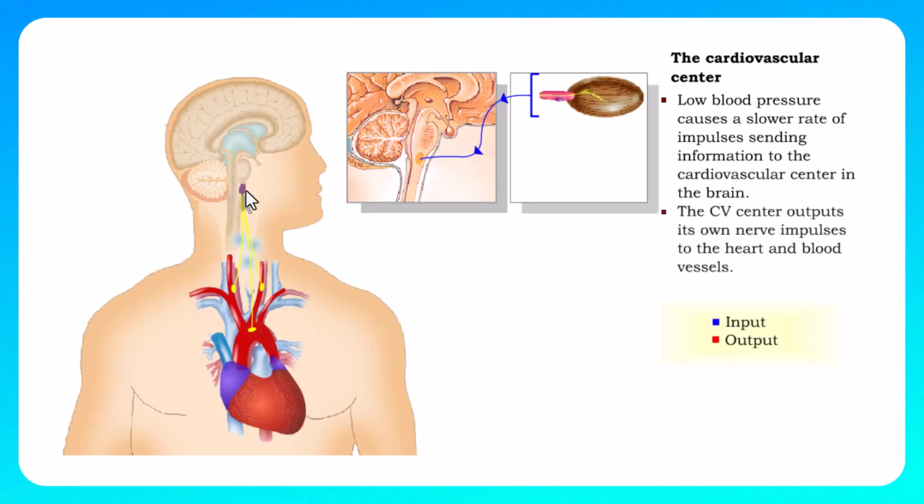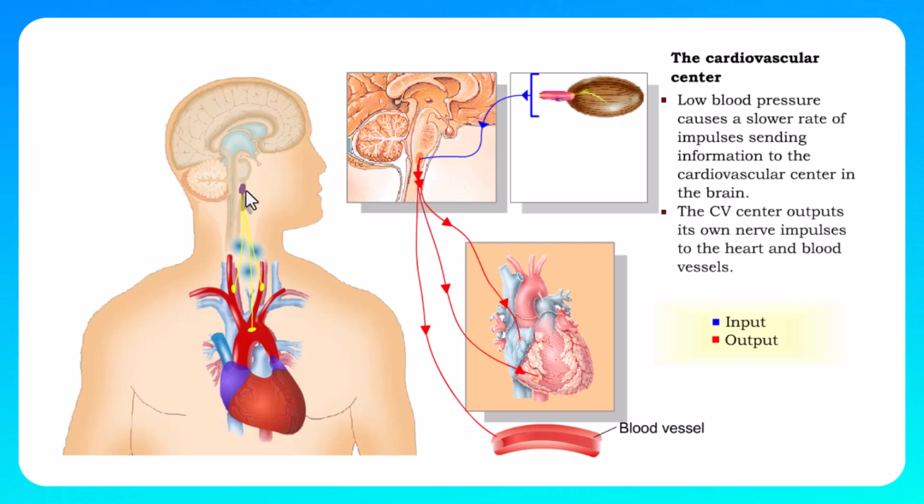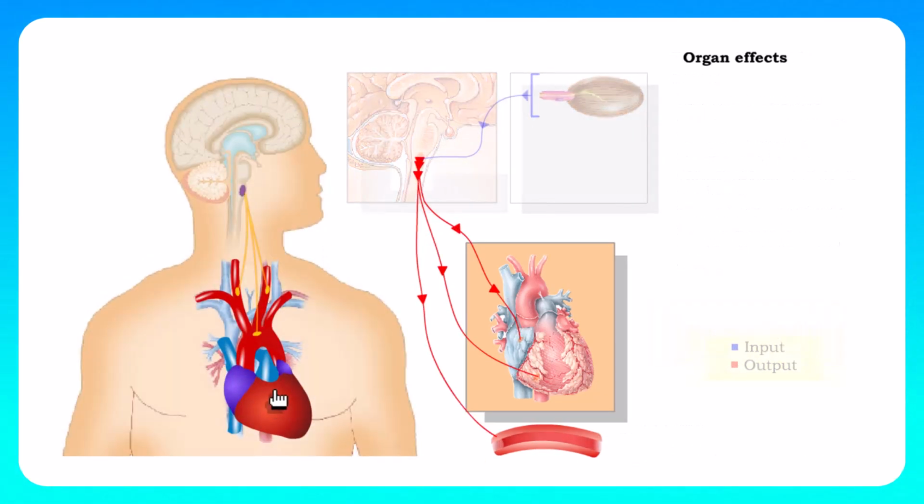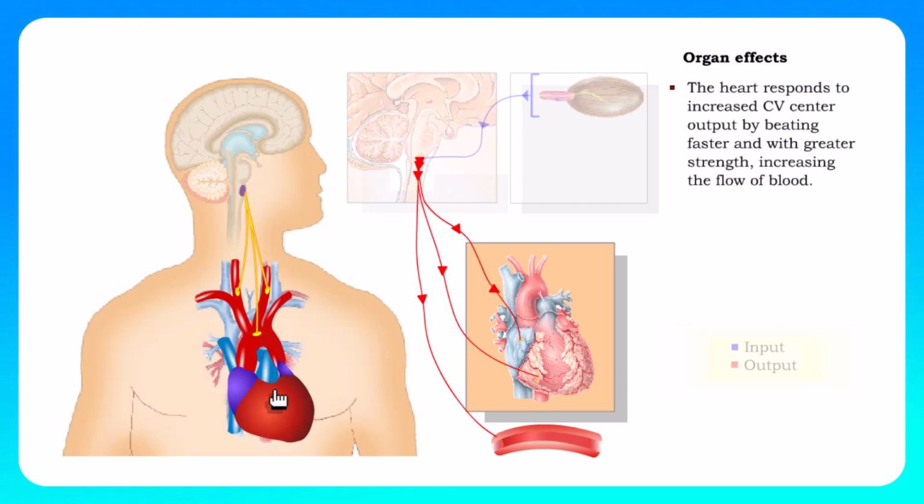In the brain, when blood pressure drops, the slower rate of impulses from the baroreceptor conveys this disruption to homeostasis to the cardiovascular center. The CV center sends its own nerve impulses out to the heart and many of the blood vessels.